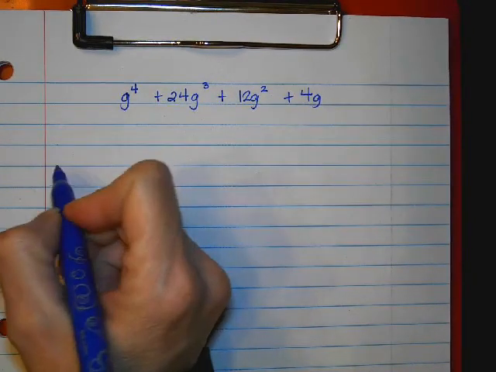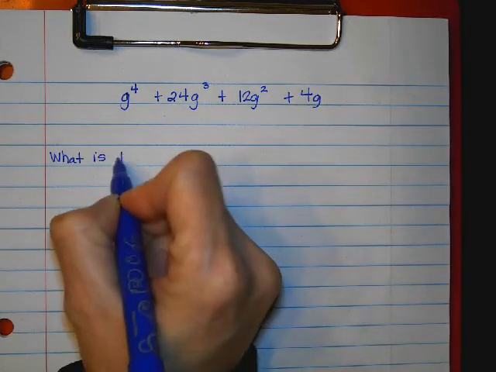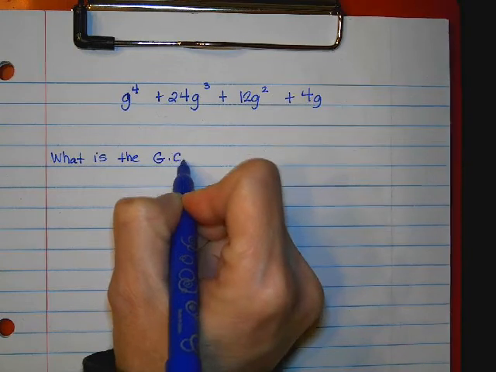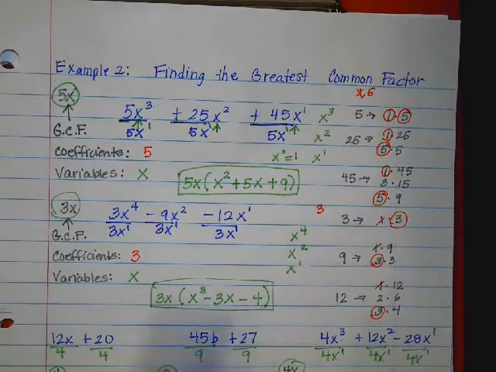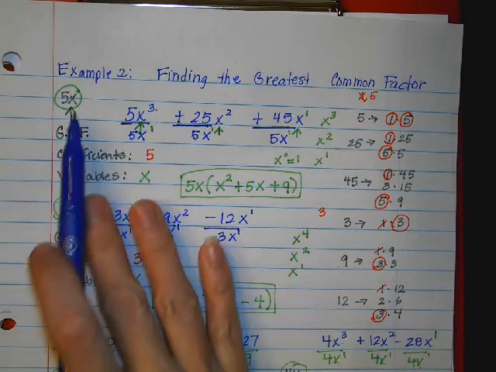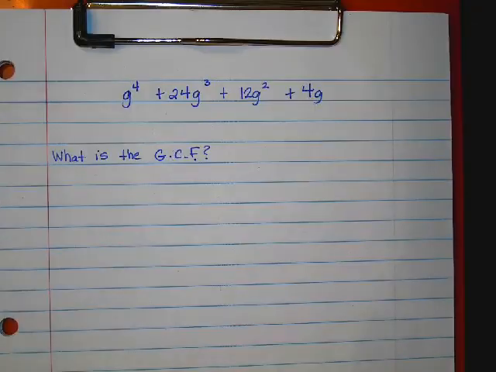One section is going to ask you, what is the GCF? So if they say, what is the GCF? They don't want you to factor it out. They don't want you to go down. They do not want you to go all the way down to here. They just want you to find the GCF. How we found the GCF to be 5x, we found it to be 3x, we found it to be 4, then 9, then 4x. That's all they're looking for. They're not wanting you to go all the way down and divide everything out. They just want you to determine what is your GCF.